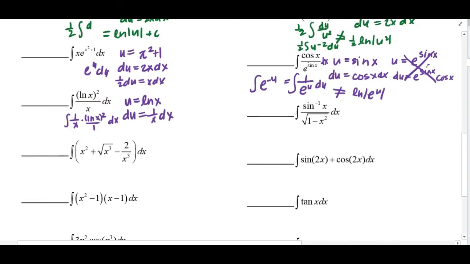So now, hopefully I can see that substitution: 1 over x dx is du, and then ln x is u squared. So this becomes u squared du. And then I would just take the antiderivative.